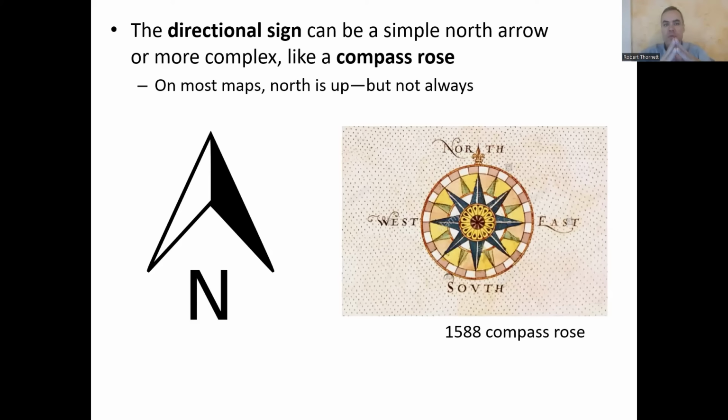So on most maps, north is up. Usually when you open a map, north is up. But it's not always the case. So you can think for a second, when would that not be the case? When would north not be up? It's an interesting question. You might want to pause the video for a second and think about that before we go to our next slide.